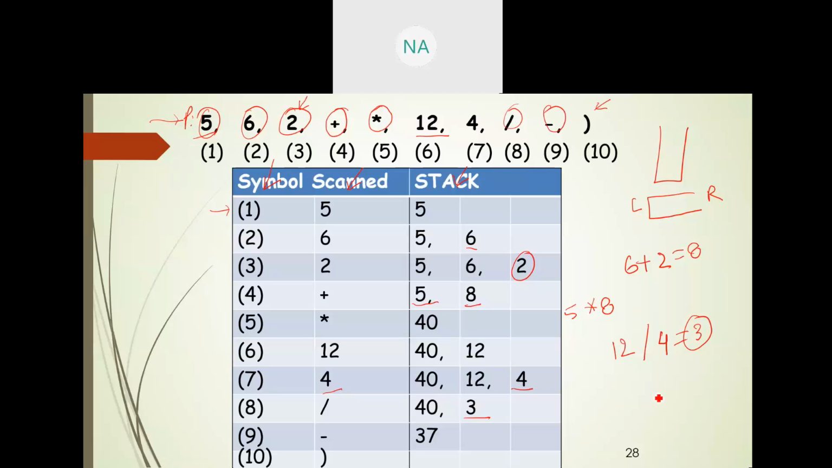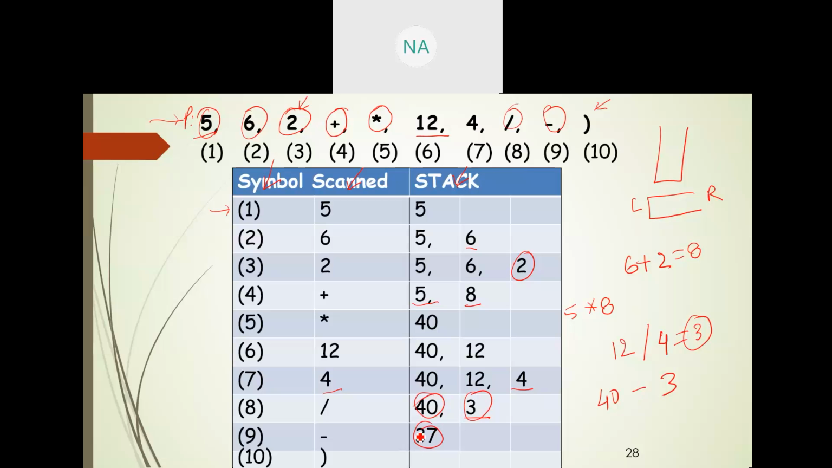Top element is 3, next to top element is 40, okay, and the operator is minus. So B operator A, that is 40 minus 3, it is 37. So it is pushed back onto the stack, right?